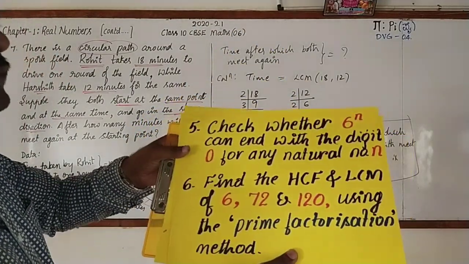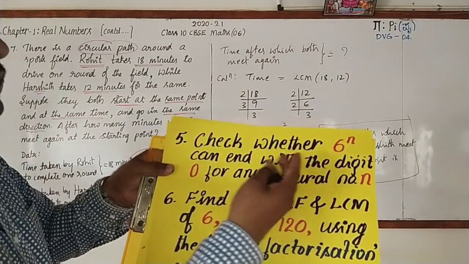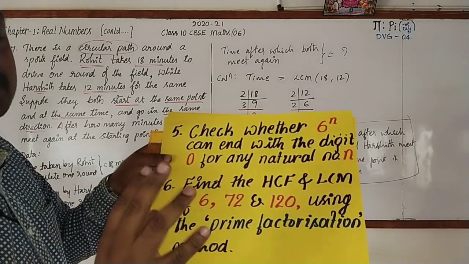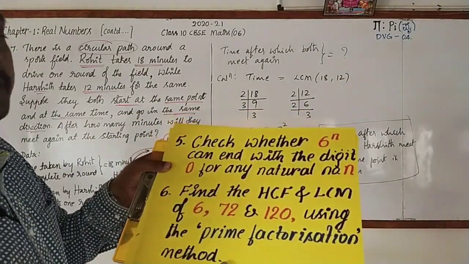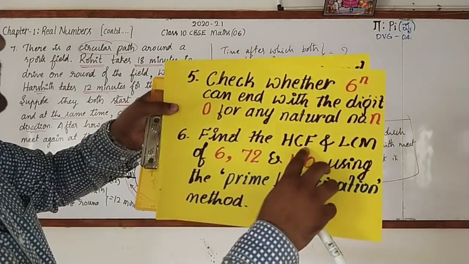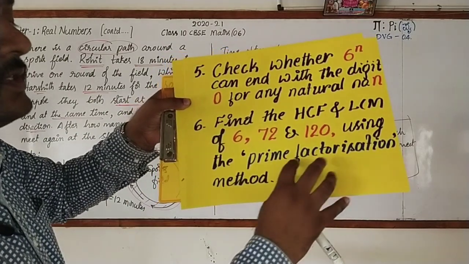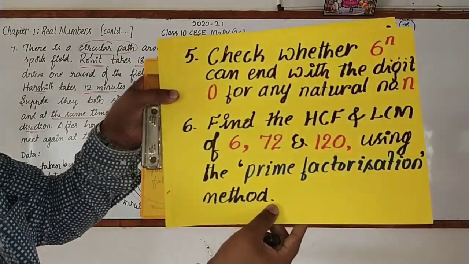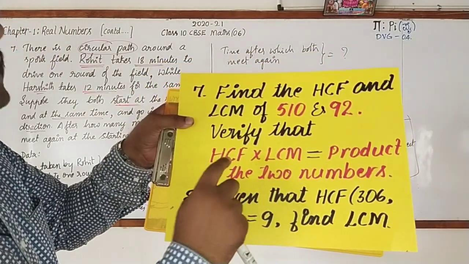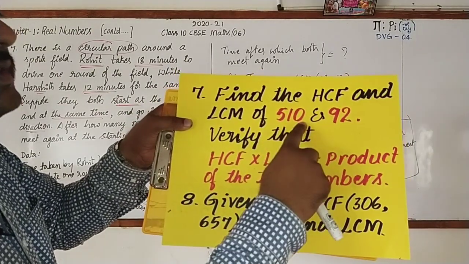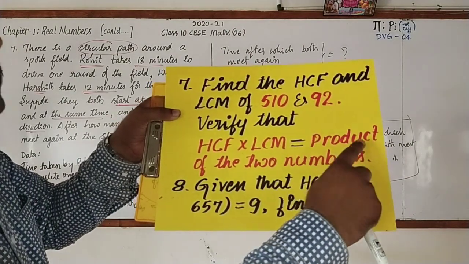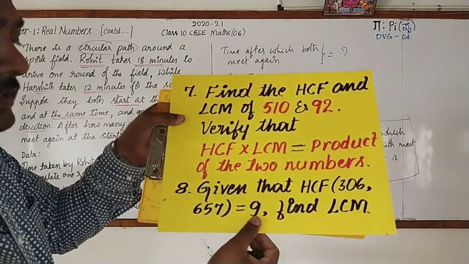Practice it. And the fifth one is, just today we have learned, check whether 6 raised to the power n can end with the digit 0. It is based on the uniqueness of FTA. And one more, that is finding the HCF and LCM of three positive integers using prime factorization. Next, this is a very important problem from the examination point of view: find the HCF and LCM of the given numbers and verify the statement, HCF into LCM is equal to the product of the two numbers.